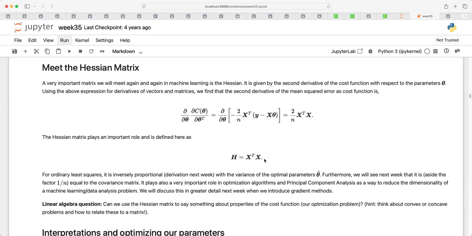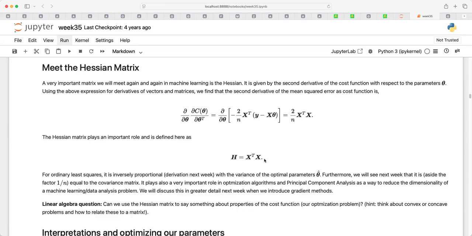Is it negative or positive? The second derivative. Positive, exactly. So the derivative is largely equal to 0, the second derivative. Now, this X transpose times X is a matrix.